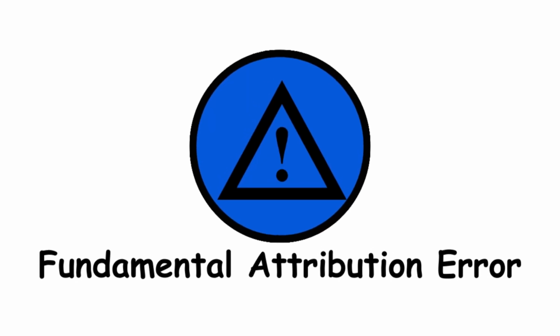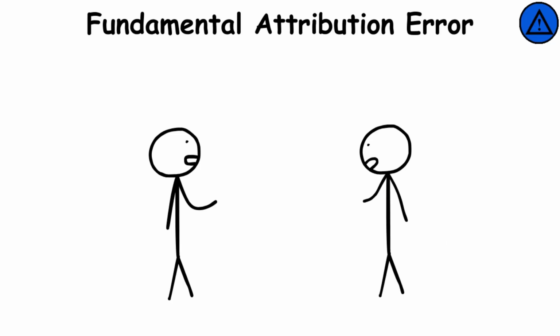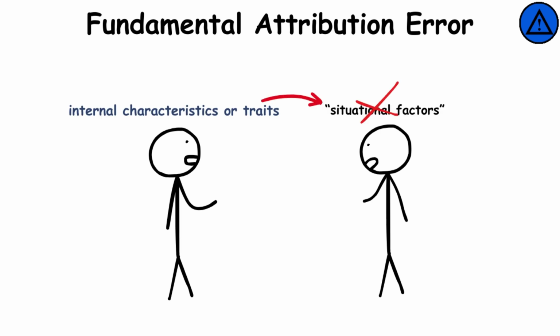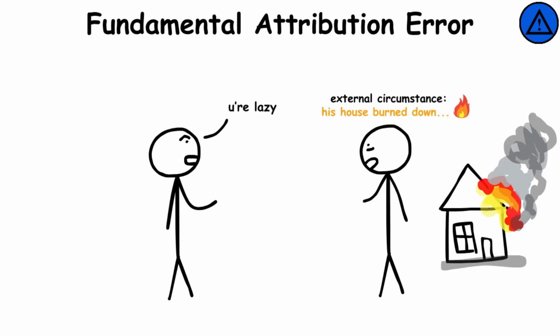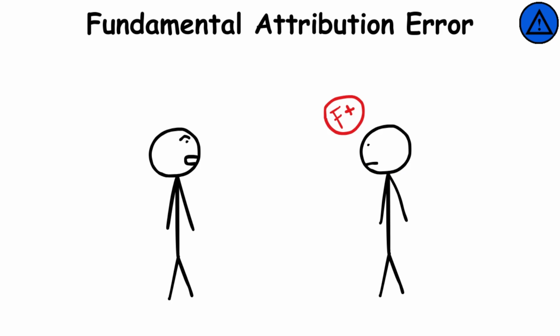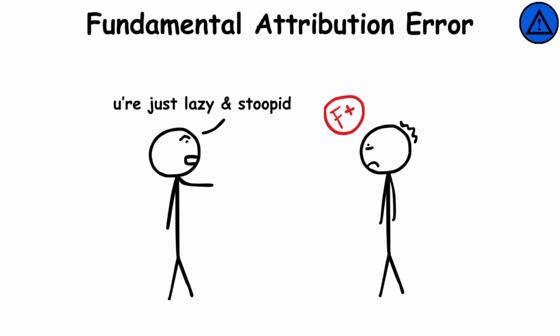Fundamental attribution error. The fundamental attribution error is where people tend to attribute others' actions to internal characteristics or traits while overlooking situational factors. Essentially, individuals often overemphasize the influence of personal qualities and underestimate the impact of external circumstances when explaining the behavior of others. For instance, if someone fails a test, one might assume it's because they're lazy or unintelligent, neglecting the possibility that they were under stress or had inadequate study materials.